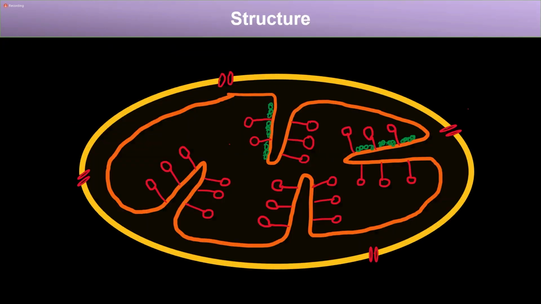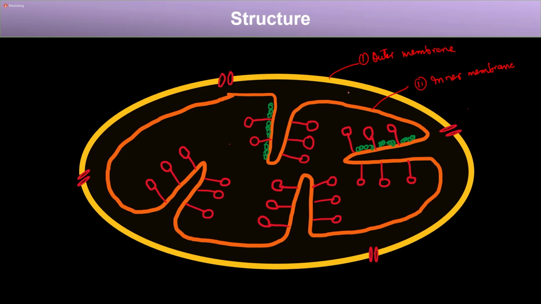Okay. Now moving to the next part. Now we'll study the structure of mitochondria in detail. If you see here, the mitochondria consist of two membranes. The first is the outer membrane, and the second one is the inner membrane. That's why it is known as a double membrane bound organelle, right? So it has an outer membrane and an inner membrane.